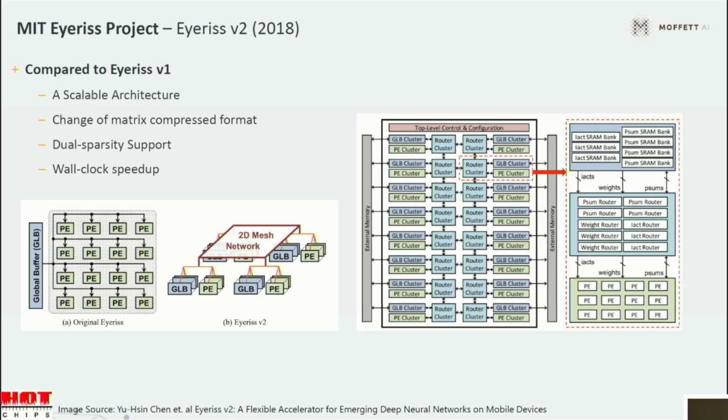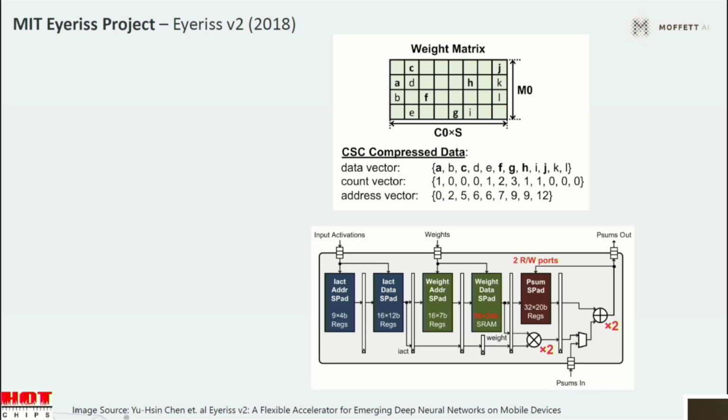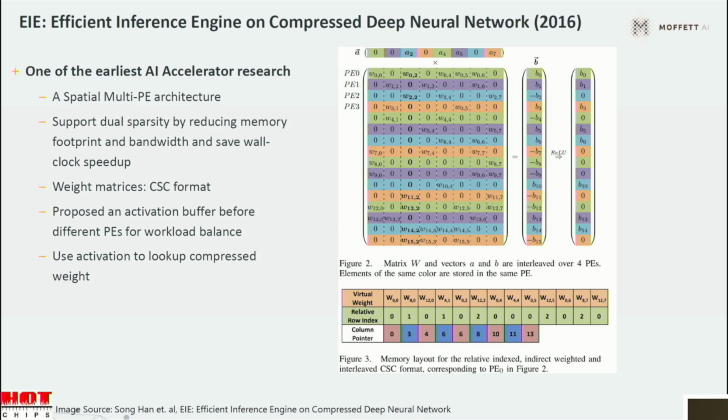And Eyeriss V2 is another project. They extend this to a more scalable design to support dual sparsity, and it can have a wall clock speedup, in 2018. They changed the compression format from run-length to a CSC compression format. And EIE is a paper from Dr. Song Han at MIT, in 2016. They support dual sparsity, and the weight matrix is encoded in CSC format. They also propose an activation buffer queue to solve the workload imbalance problem.